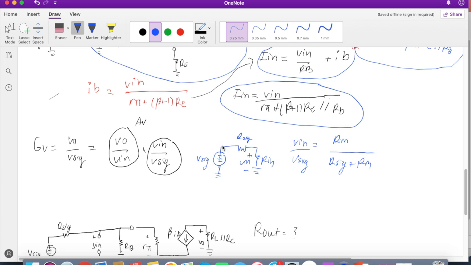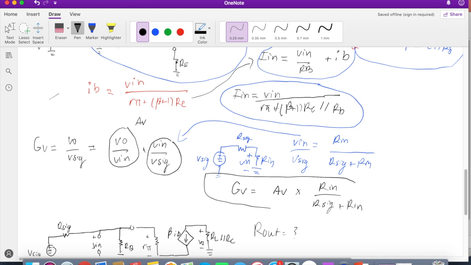So now that we have a function V in over V sig and we know our voltage gain, we can simply write the overall voltage gain as AV multiplied by R in over R sig plus R in. Now this is going to be our final overall voltage gain right here.